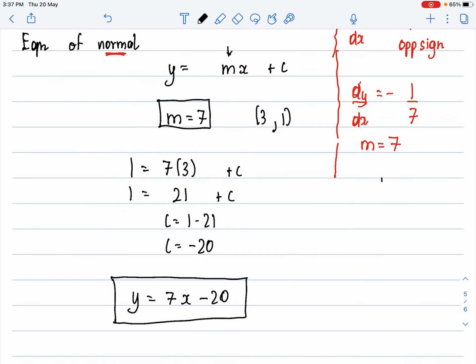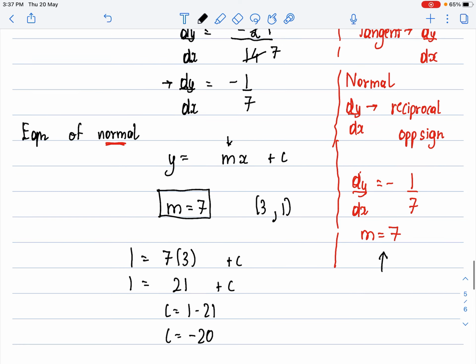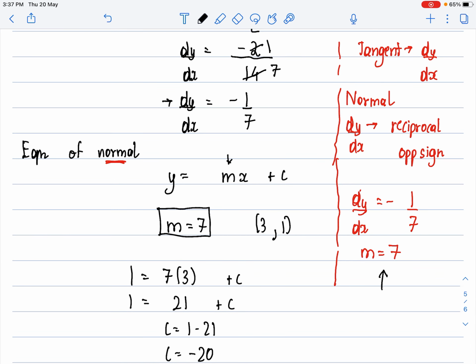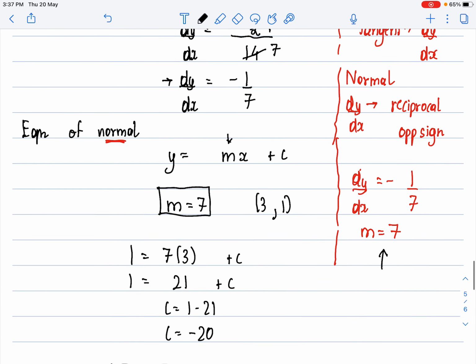This property is really important to understand, normal and tangent. We have done this in AS also, but yeah, you need to remember it.